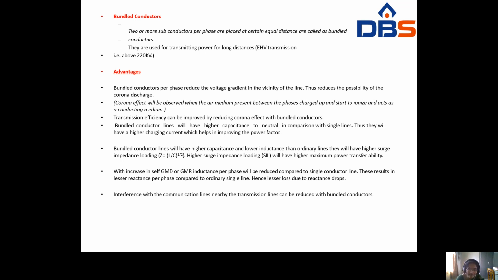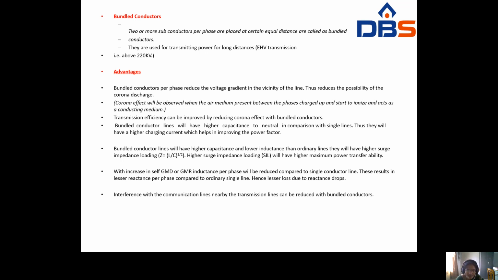Okay, so next one is what? Bundle conductor lines will have higher capacitance to neutral in comparison with single lines. Whenever you take the neutral, the bundle conductor lines have higher capacitance with neutral in comparison with single lines. They will have a higher charging current, which helps in improving the power factor. So with higher capacitance to neutral, the charging current increases, and this improves the power factor.